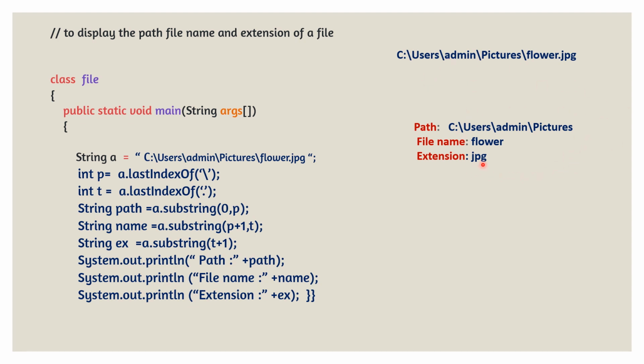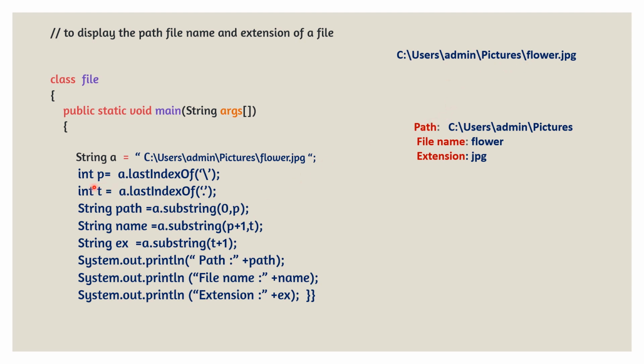For storing the word JPG, see, the word after the full stop, JPG, is coming. So find the last position of the full stop. By using substring, we can extract the word JPG and store it in a variable. For extracting the word flower, there are so many slashes, and the file name comes after the last slash. So using the lastIndexOf function, we can extract the file name and store it in a different variable, and the remaining sentence we can store in another variable.